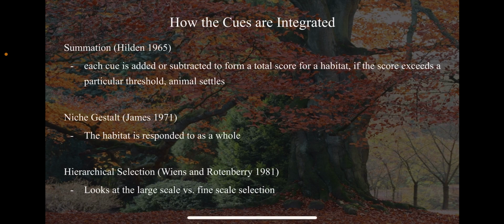We also learned about how these cues are integrated. We learned about summation, which is by Hildén, and each cue is added or subtracted to form a total score for a habitat. If the score exceeds a particular threshold, the animal settles. The second one was niche gestalt, which was by James. The habitat is responded to as a whole. And then we also have hierarchical selection, which is by Wiens and Rotenberry, and it looks at the large scale versus the fine scale of selection.